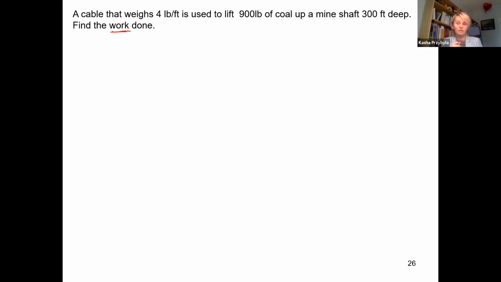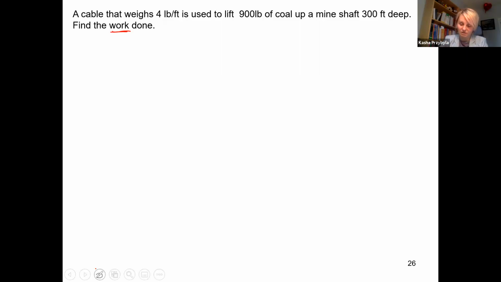A cable that weighs 4 pounds per foot is used to lift 900 pounds of coal up a mine shaft 300 feet deep. Find the work done. We have to take everything up from the 300 feet deep, and find what work was done.